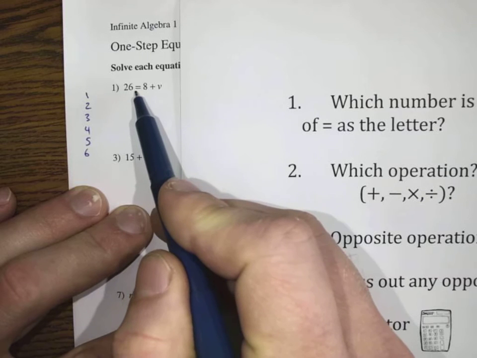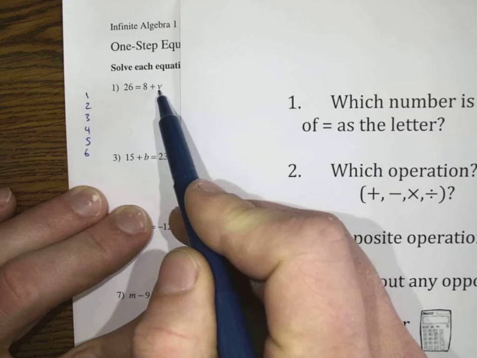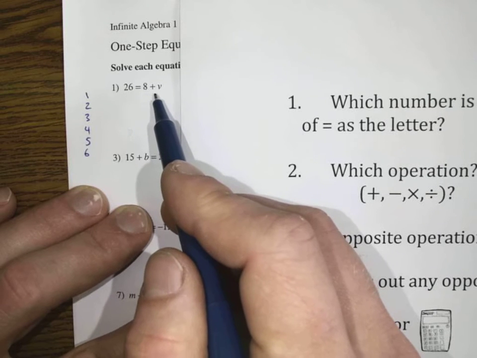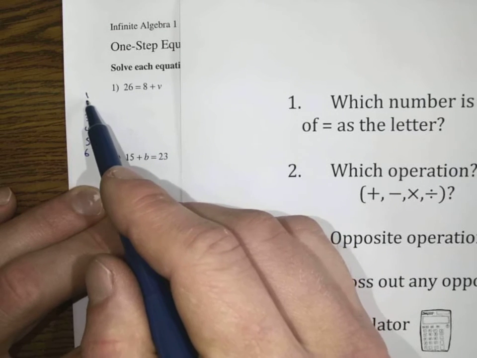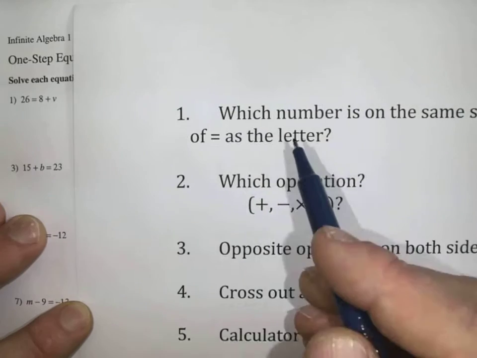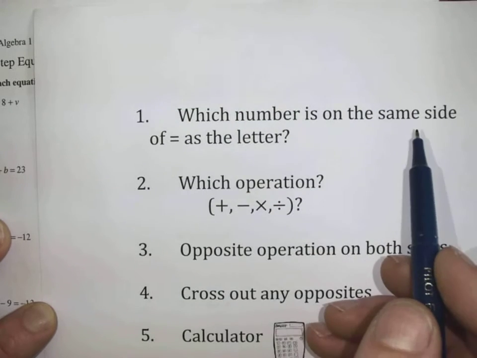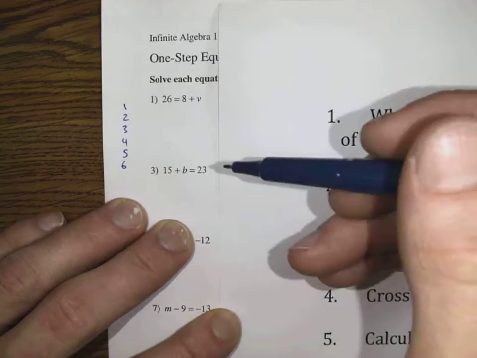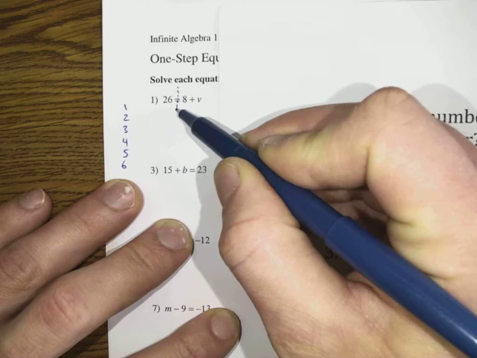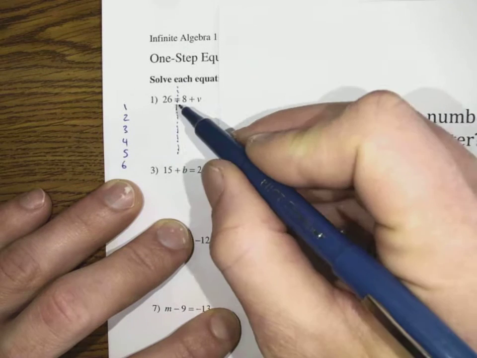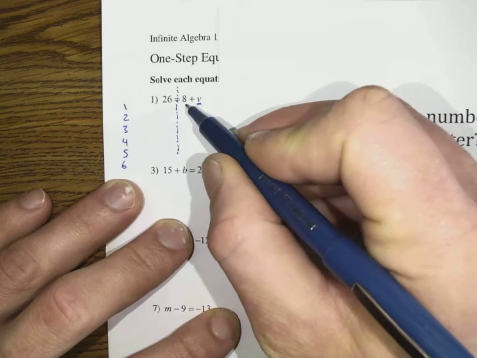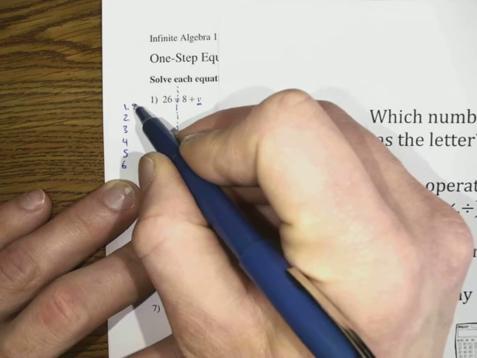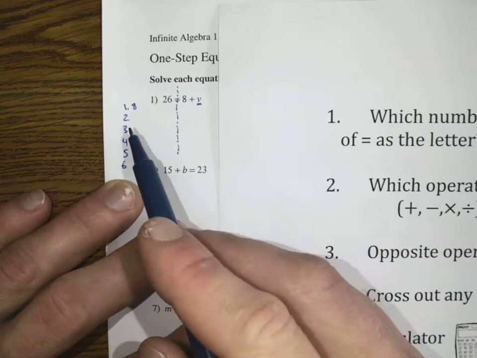It says 26 is equal to 8 plus v. Okay, and we need to find out what v is. All right, so we're going to start with step 1. Step 1 says, which number is on the same side of equals as the letter? Okay, so if this is the equals sign, and these are 2 different sides, which number is on the same side as the letter? The letter is V, the number is 8. So for 1, instead of a tick, I'm actually going to write the number 8. So that way if I get distracted later, I remember the answer to that question was 8.